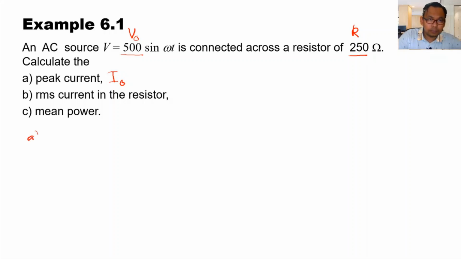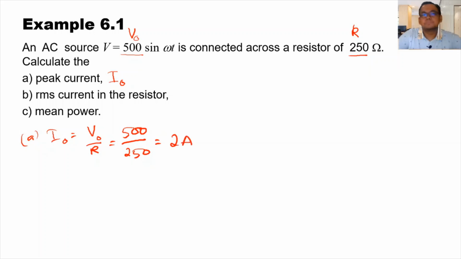I0 is given by V0 divided by R. So 500 divided by 250, and we get the answer, which is 2 ampere. This is the peak current.